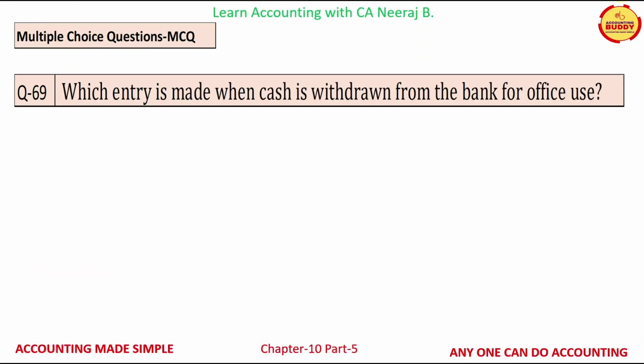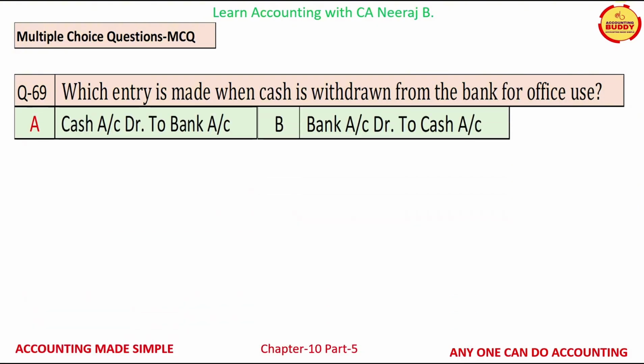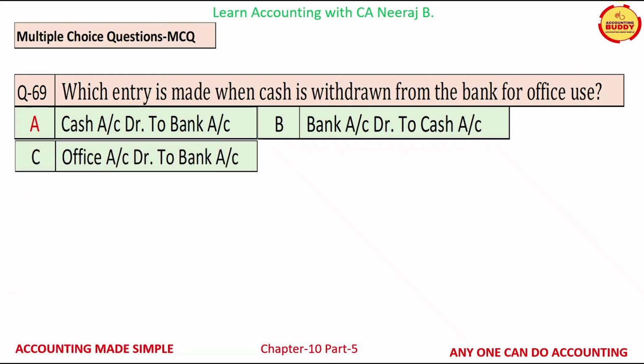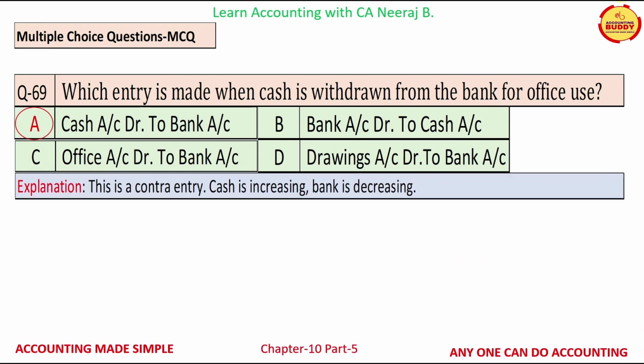Question number 69 is, which entry is made when the cash is withdrawn from the bank for office use? The available options are option A, cash account debit to bank account, option B, bank account debit to cash account, option C, office account debit to bank account, option D, drawings account debit to bank account. And the correct option is option A, cash account debit to bank account. This is a contra entry. Cash is increasing and bank is decreasing.